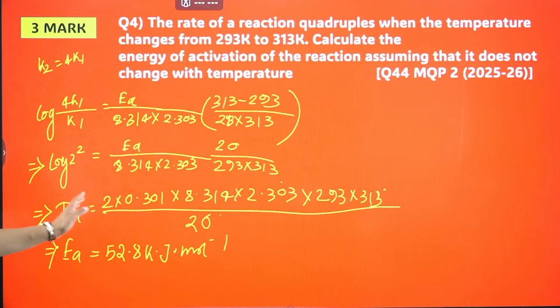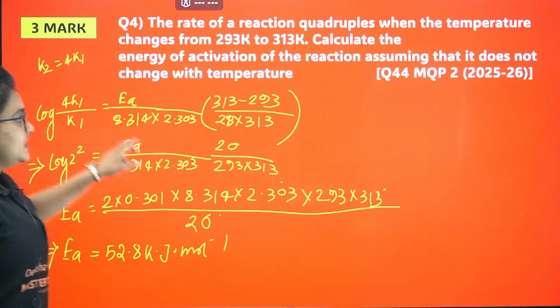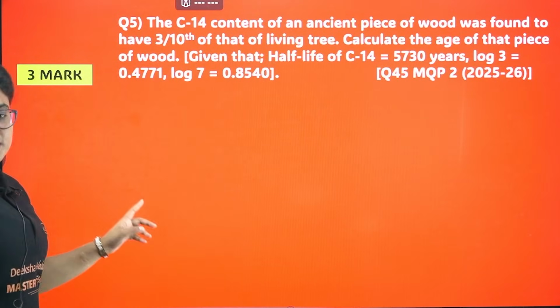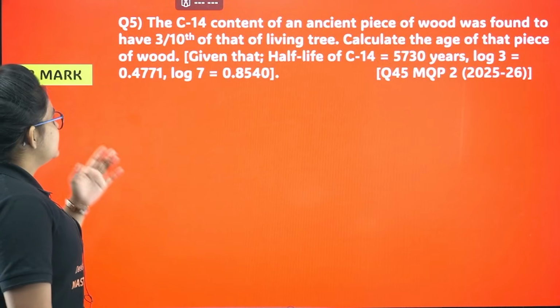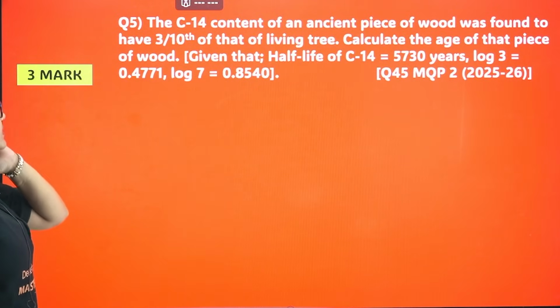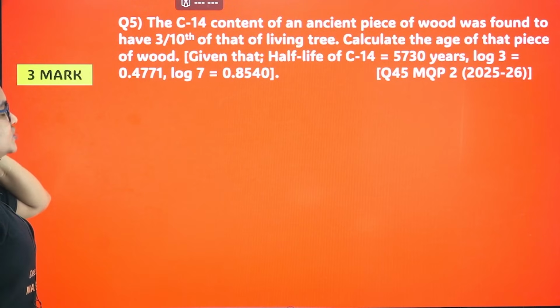Okay, be careful about doing this calculation. Okay, let's proceed. Yes, so this is a very important problem actually. The C14 content of an ancient piece of wood was found to have 3/10 of that of a living tree. Calculate the age of that piece of wood.